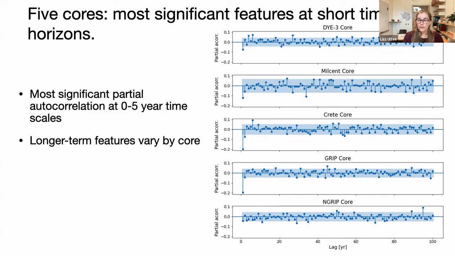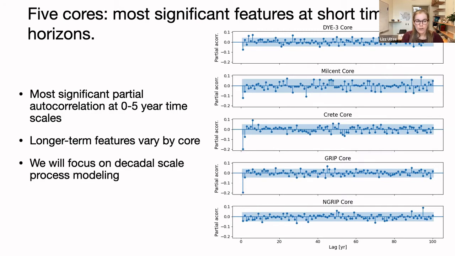We do see some longer term features, but they vary by core. These cores are taken at different locations, and so their response to things like the Atlantic meridional overturning circulation varies. And here we're going to focus on decadal scale process modeling in line with our goals to generate decadal sea level rise projections.